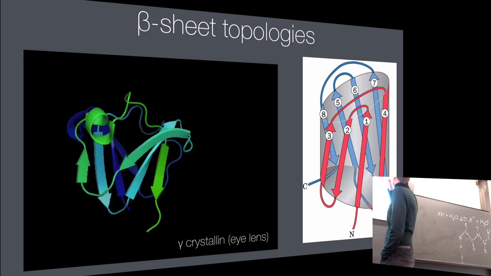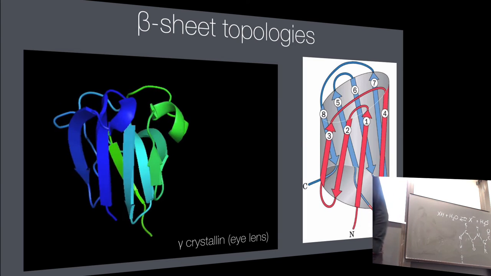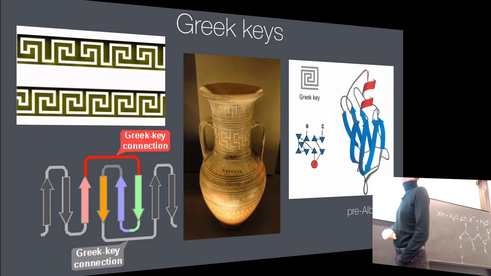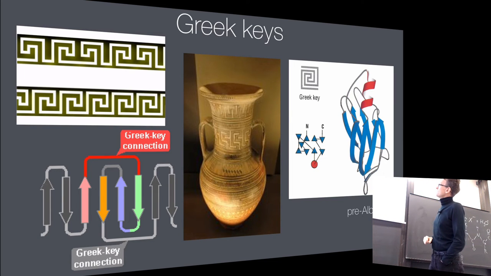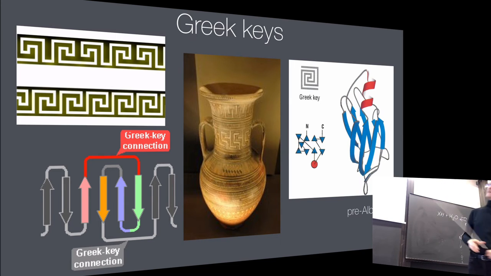The first person to identify this was Jane Richardson. And this pattern you can see before. They're called Greek keys. And the reason why they're called Greek keys is that she noticed the similarity between these patterns and the patterns you would have on a Greek urn. So why on earth would you have these similar patterns on a Greek urn as you would have these things going back and forth?